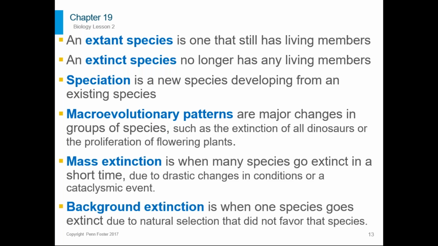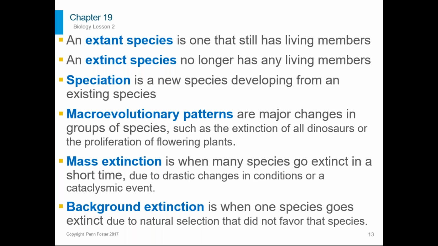And then we have our 2 types of extinction. Mass extinction is when many species go extinct in a short time due to drastic changes in conditions, where several things happen all at once that change things too much. So a lot of species ended up dying out. Or a cataclysmic event, like maybe a giant meteor impact that changed the climate enough that lots of them died out.